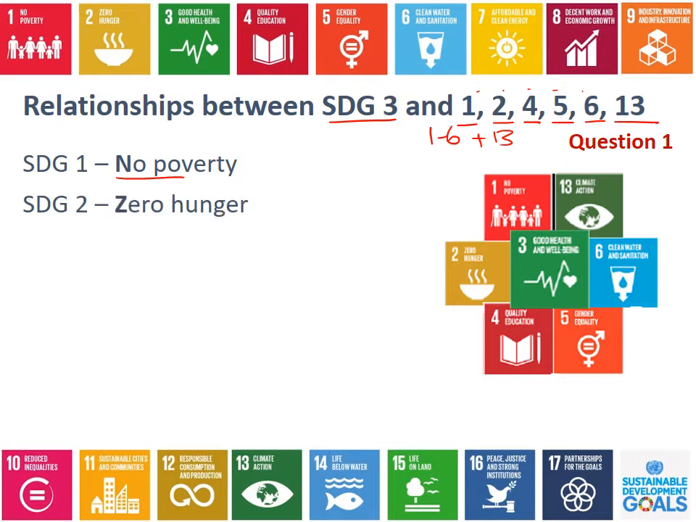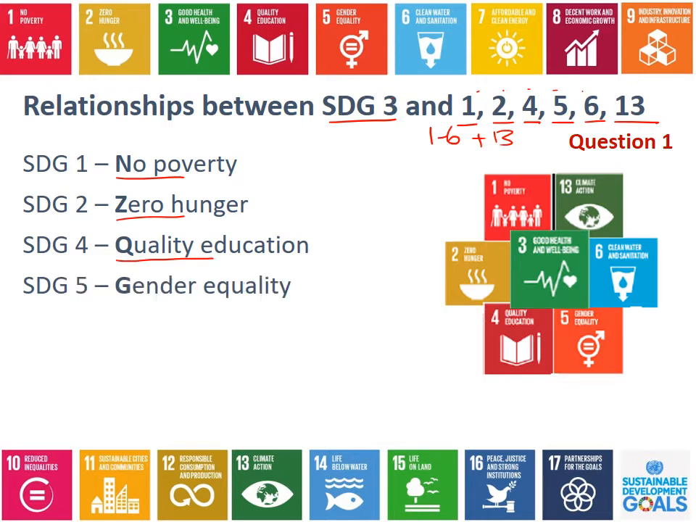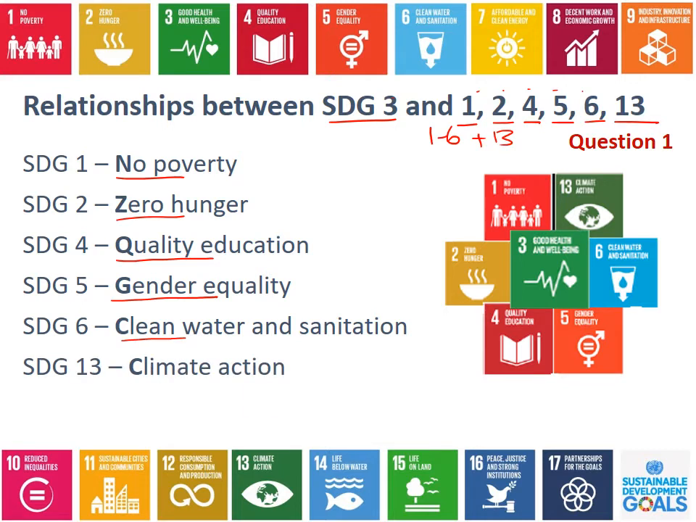SDG 2 is zero hunger. SDG 3, as you know, is good health and well-being. SDG 4 is quality education. SDG 5 is gender equality. SDG 6 is clean water and sanitation. And then SDG 13 is climate action. Okay, so they're the names of the SDGs, as you can see along here.